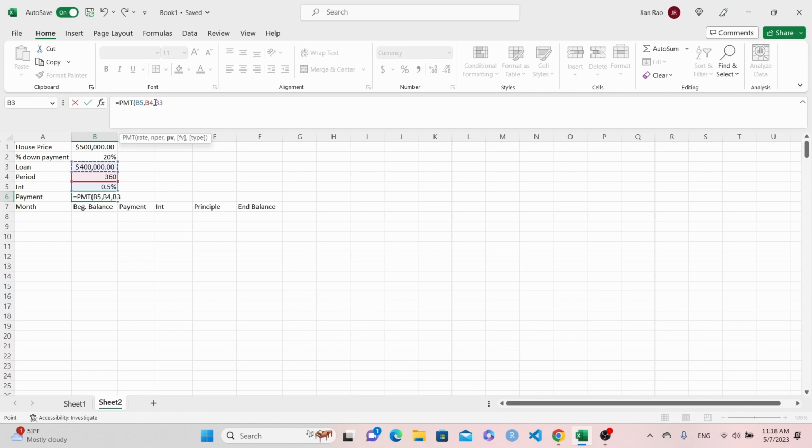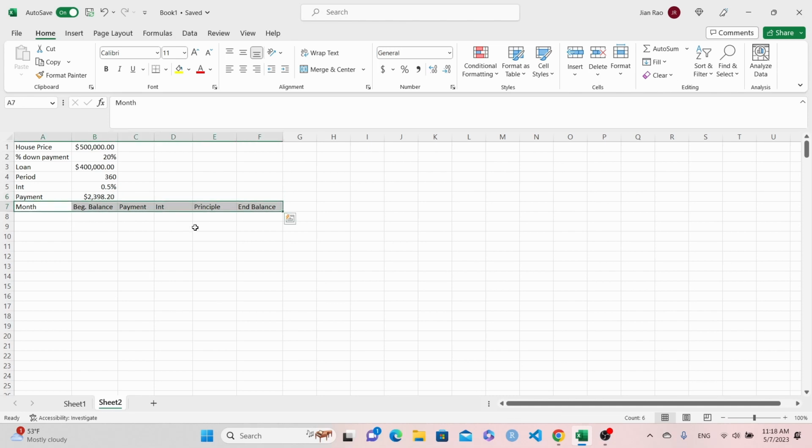Here we want to make sure it's negative, otherwise we're not going to calculate correctly. And then we put a 0 at the end, which is the future value. So the monthly payment will be a fixed value, because it's a 30-year fixed loan, 2,398.20.